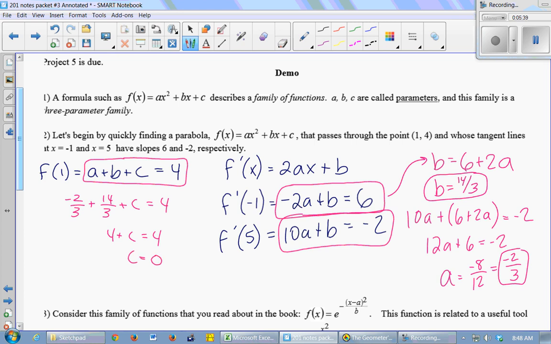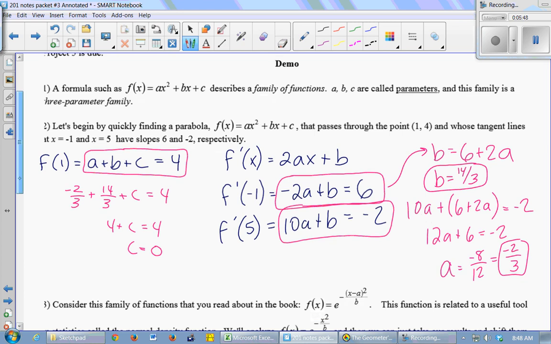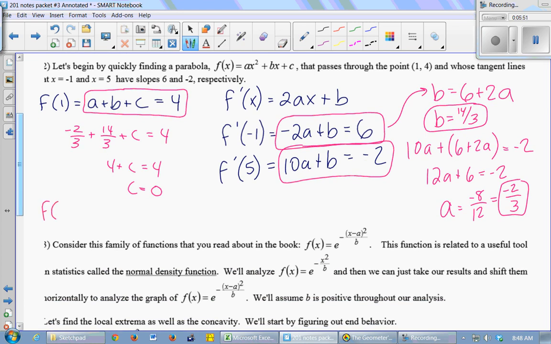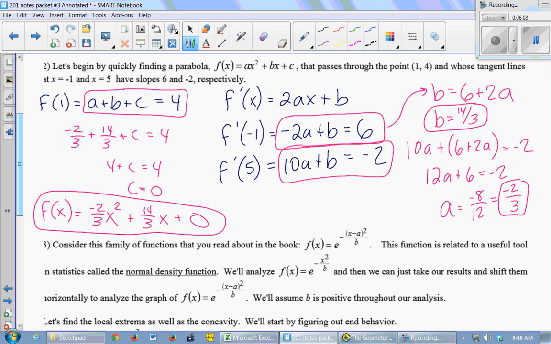Okay, so we found the member of the family. It is the function that looks like ax squared plus bx plus c that has the values of a, b, and c that we just found. So it's going to be f of x equals negative 2 thirds x squared plus 14 thirds x plus 0. You don't actually have to write the plus 0 because it's the same thing with or without it. That's the member of the family that we were looking for.